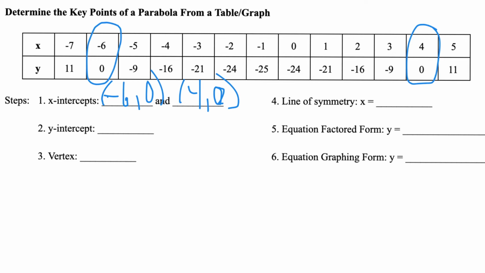The next thing that we need to do is see if we can determine what the y-intercept is. For the y-intercept, we're going to try to find where there's a 0 for the x value, but then a specific value for y. So in this example, the y-intercept is 0, negative 24.